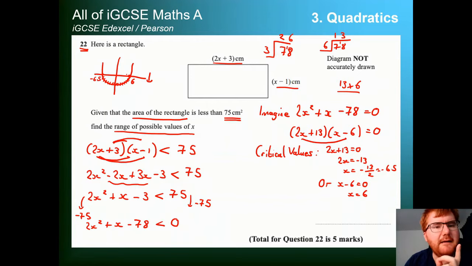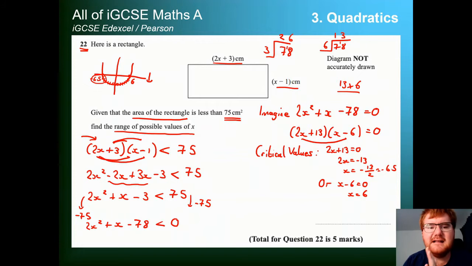What we need to be careful of is the lower bound. So many students, and this is the difference between an A and an A star student, will just go, our range is between minus 6.5 and 6. We're done. Boom. However, we need to be careful with this, because if we look at our quadratic here, notice when x is equal to 1, 1 minus 1 is 0, anything times 0 is 0, and 0 is less than 75.